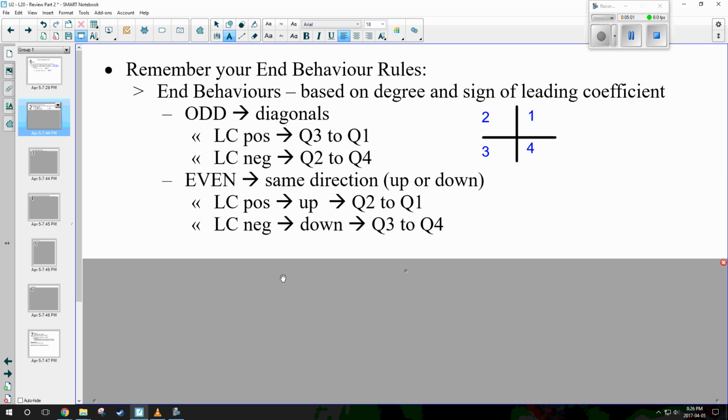Then if our degree is even, meaning that the degree is an even number, we know that the end behavior has to end in the same direction. So either it ends up, going from 2 to 1, or it ends down from 3 to 4, but it has to be in the same direction. So when it's positive, that means up, which is 2 to 1. If it's negative, that means down, and that's 3 to 4.